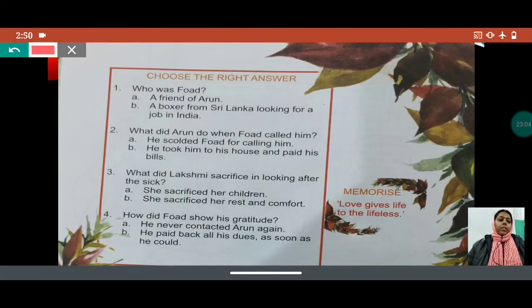Now, here it is, memories. Love gives life to the lifeless. It is saying that when you love even a lifeless thing, it is trying to say that even if you give love to those persons who do not have a feeling of love or who are not polite, they also feel that love when you love them in a proper way, when you give your attention and your care to them. So love gives life to the lifeless also.